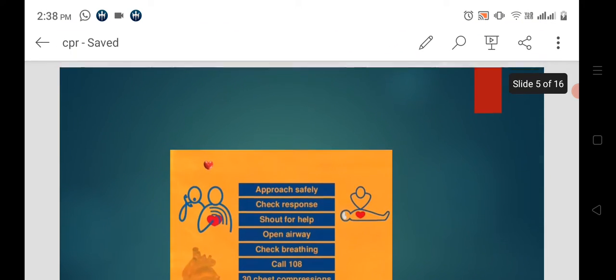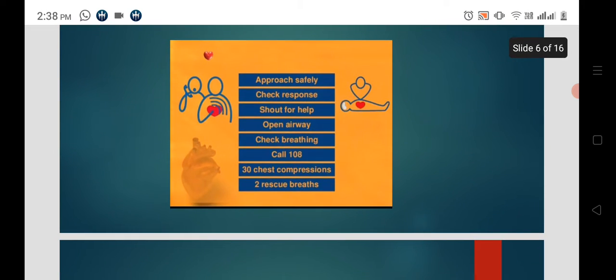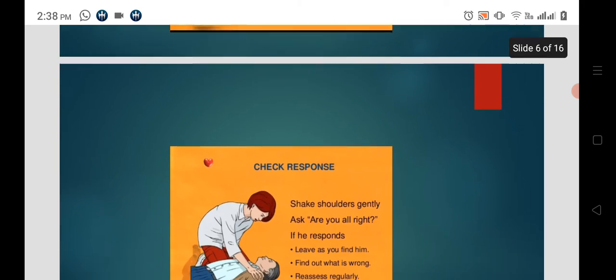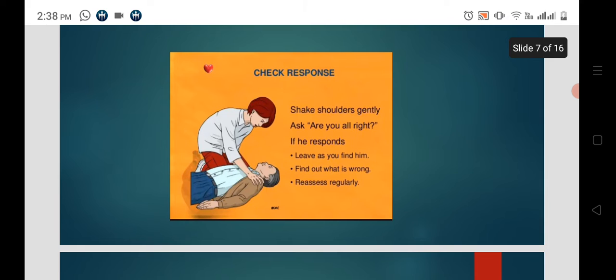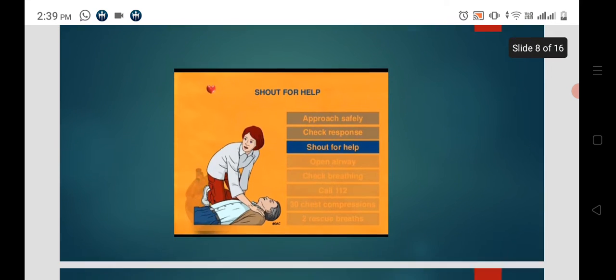In the first step, approaching safely, you should approach the patient safely. And then second is checking the response. How will you check the response of the patient? By shaking the shoulders gently, asking the patient, are you all right or not? Wake up, are you all right or not? Like this, you will check the patient's response. If he responds, leave him as you find him.